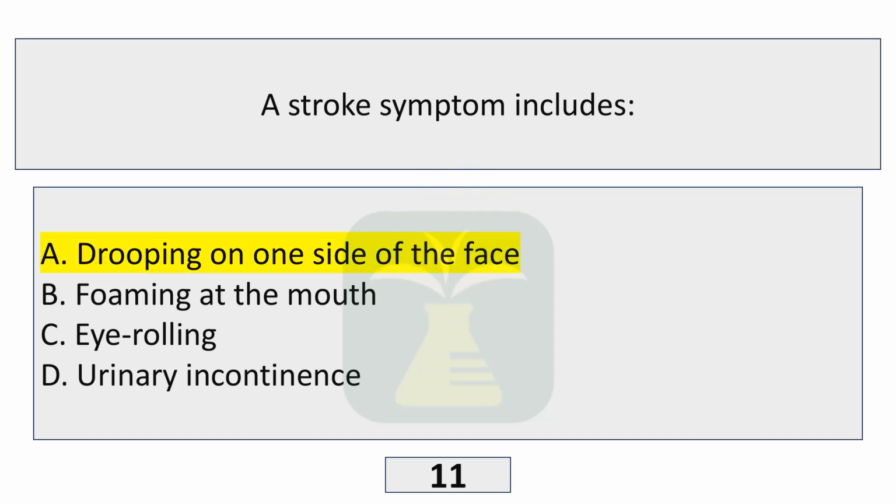Correct answer, drooping on one side of the face. Facial asymmetry, for example an uneven smile, is a hallmark stroke sign.